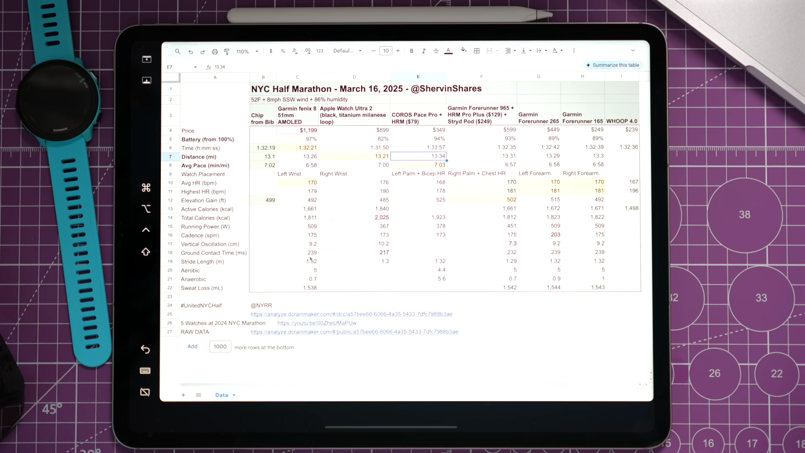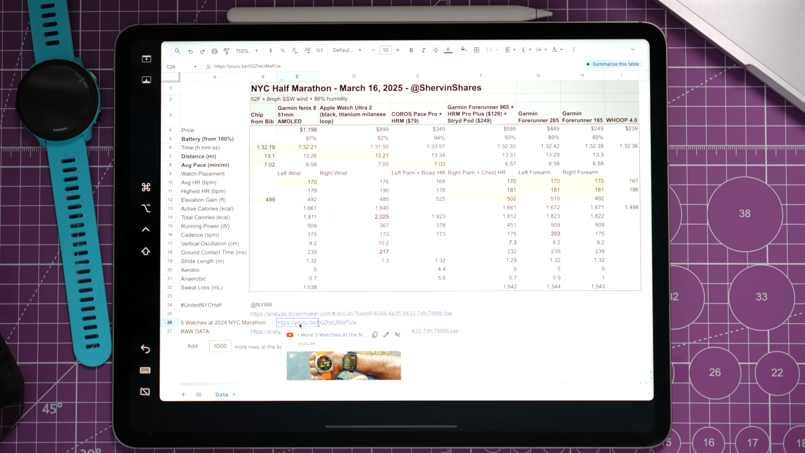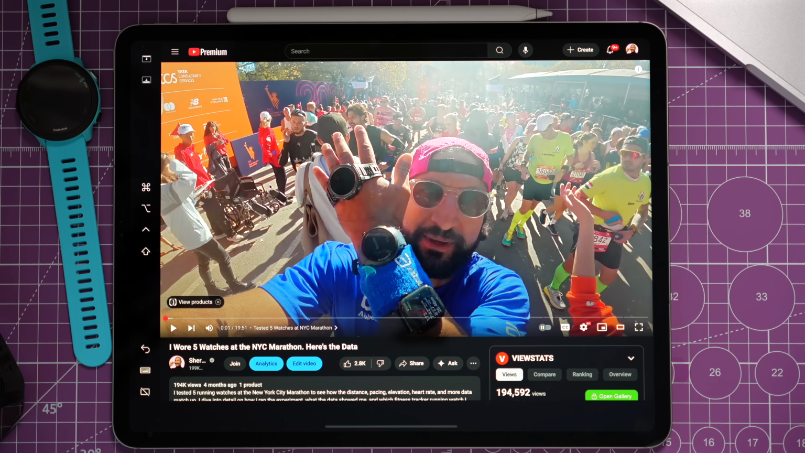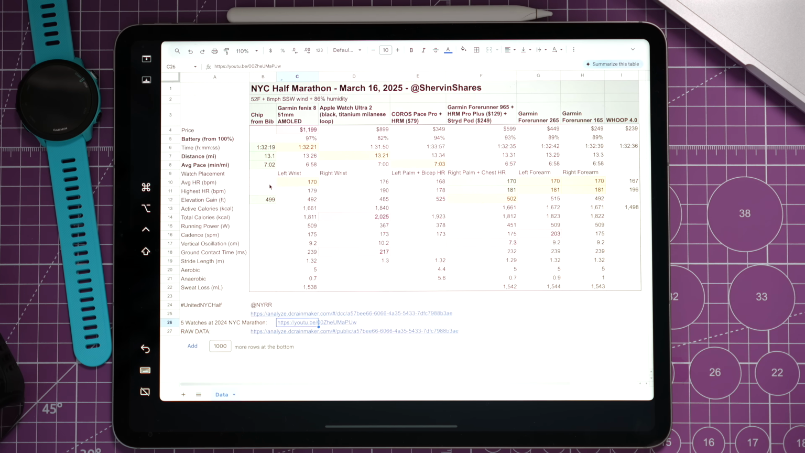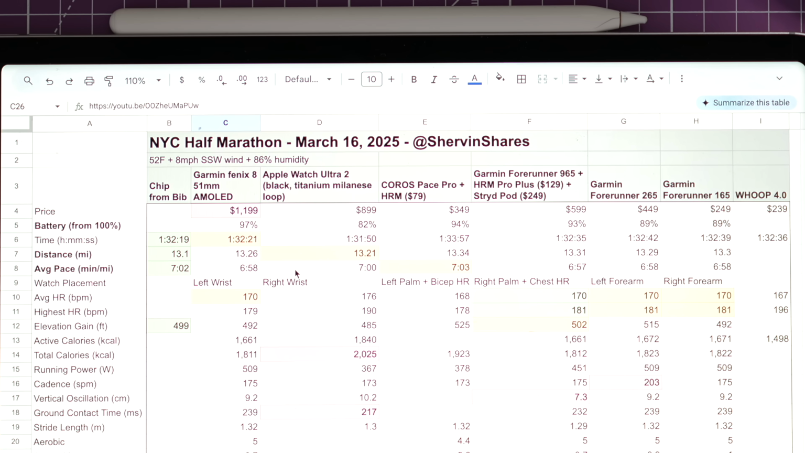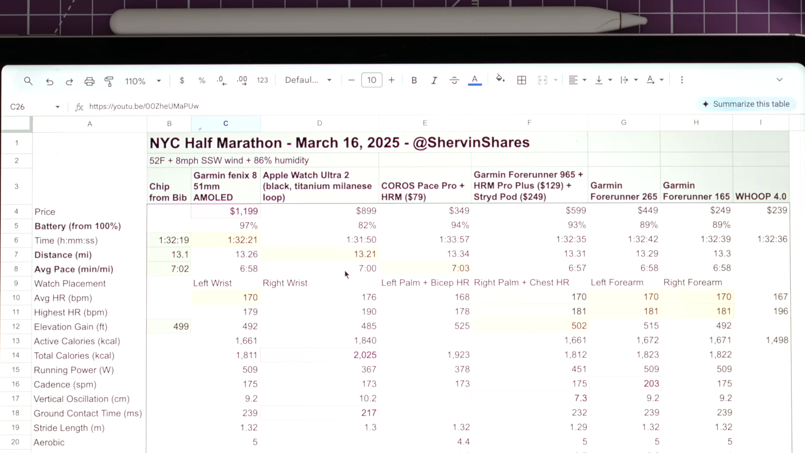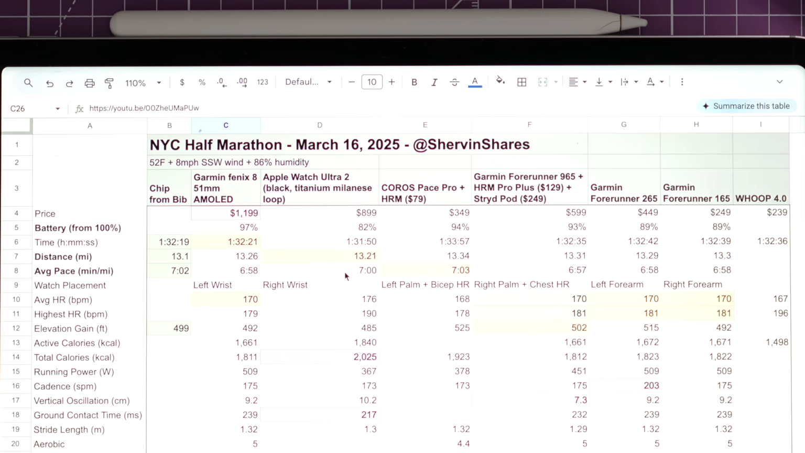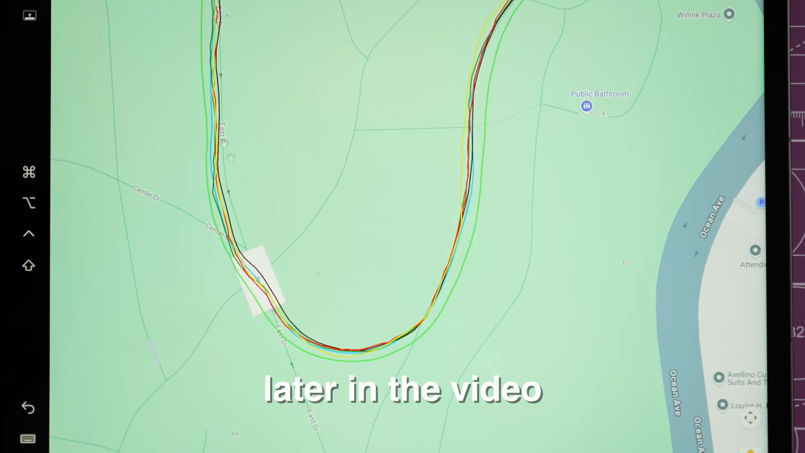One thing that I did notice in my New York City marathon video, if you did watch that, where I wore 5 watches, that's right here. I can have that link down below. The Apple Watch Ultra smooths the data, so it tends to be closer to the actual distance of the race because of the smoothing. Whereas the Garmins are a little bit more jaggedy and they're going to have more distance, and that might be closer to the actual distance run, whereas the Apple Watch might be closer to the race distance.